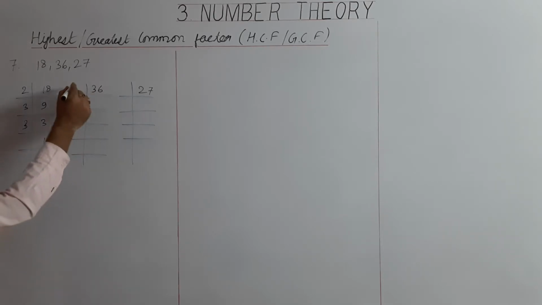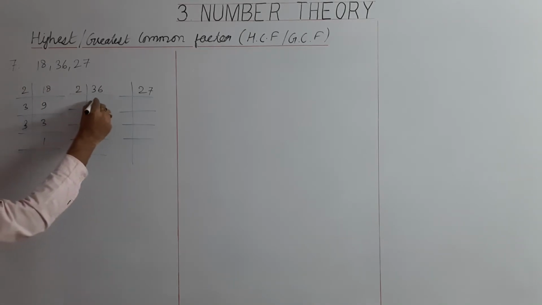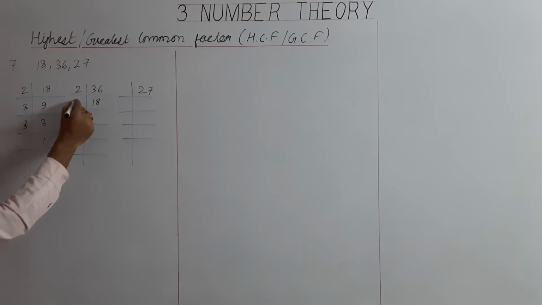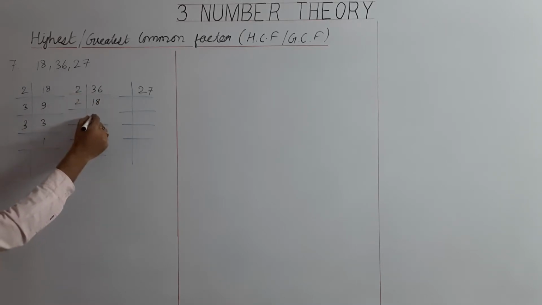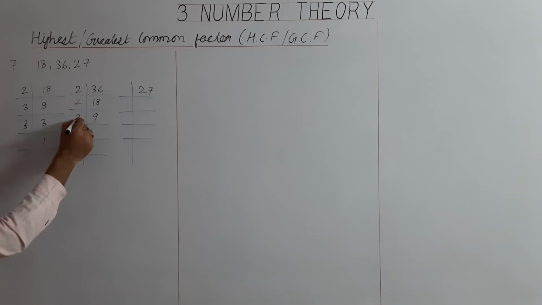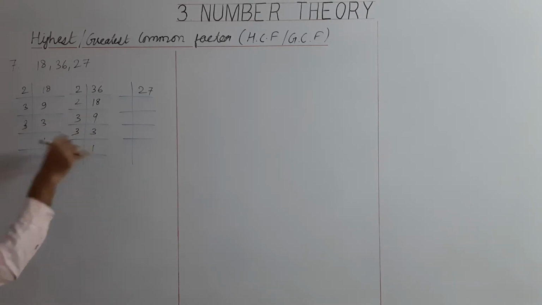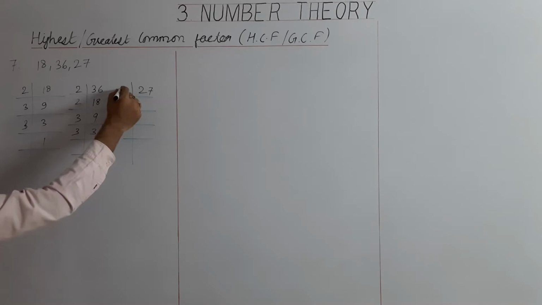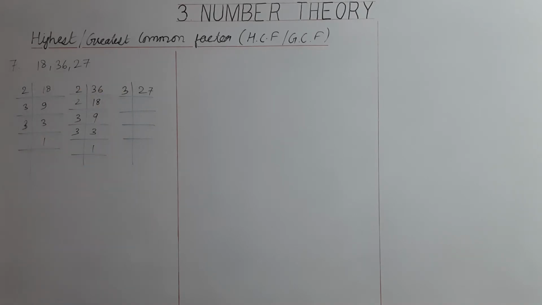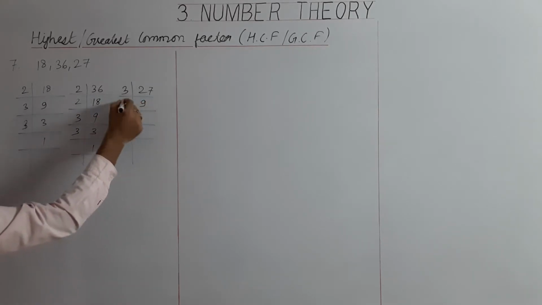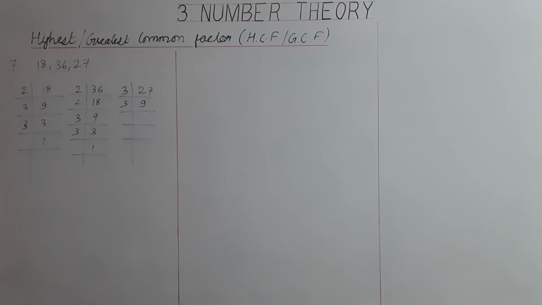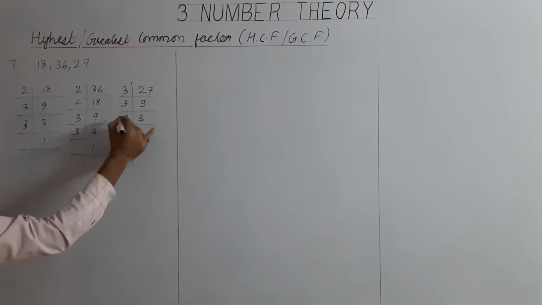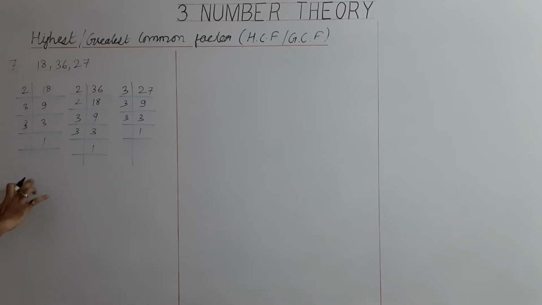Next number 36 is an even number. Starting from 2, we'll get 18 in the step. Next step is same, or simply we have to repeat this. For 9, 3, we'll get 3, 3 and 1. And 27 is an odd number, and we know that 27 is divisible by 3 also, so we'll start from 3. 27 by 3 is 9. 9 again is divisible by 3. 3 by 3 we'll get 1.